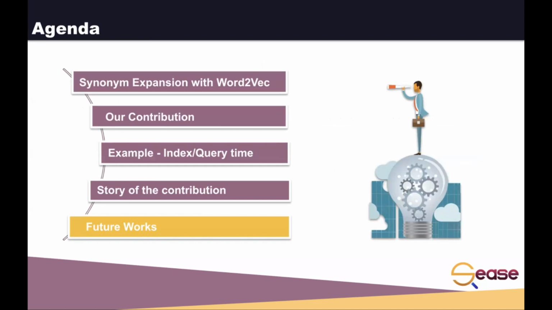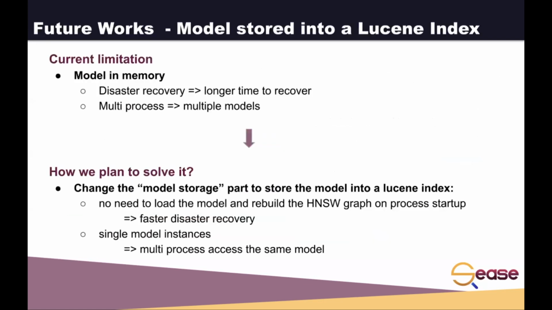Now we know that there are limitations of the current solution. First of all, the model that we are using, we store it in the HNSW graph that is an object in memory. So in case of disaster recovery, we have to rerun the process, and as we saw in our example, it took about 2 minutes to recreate the HNSW graph. It can be a lot.